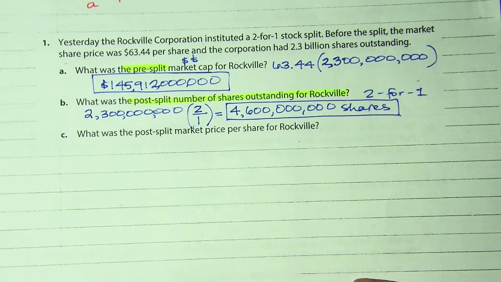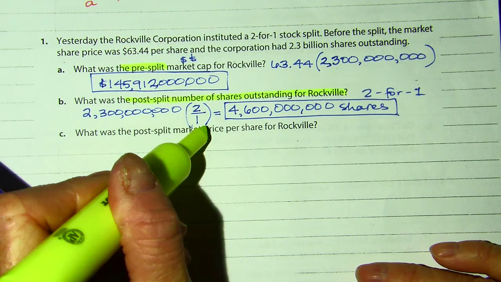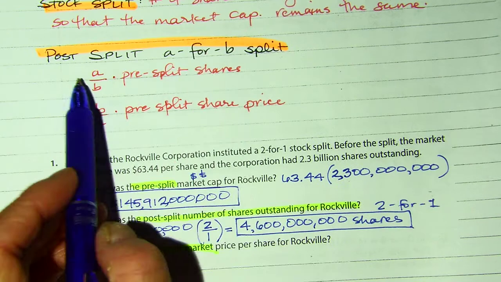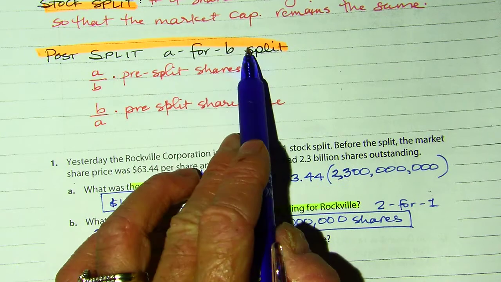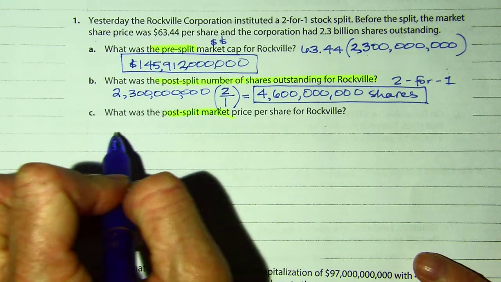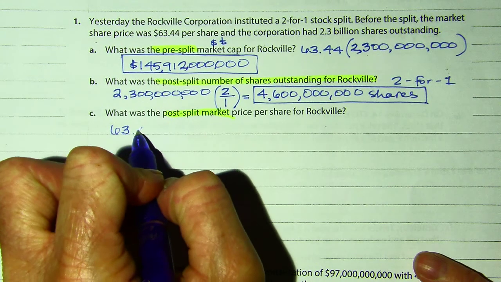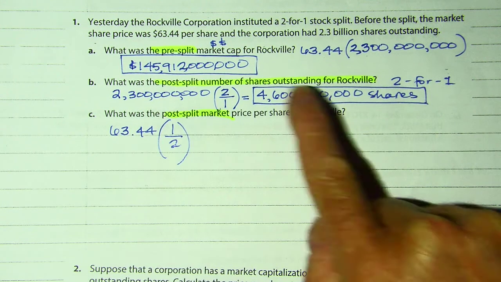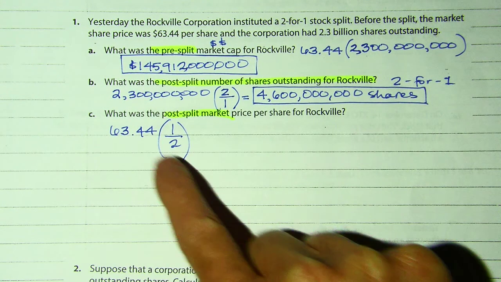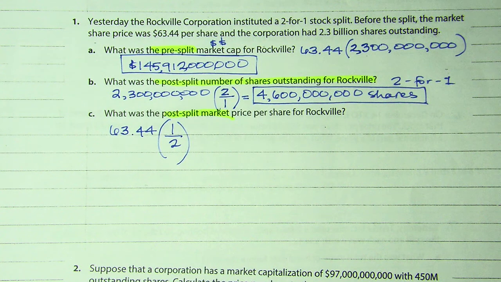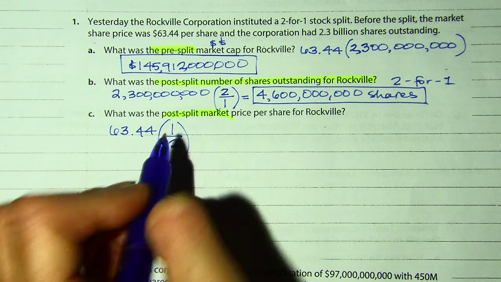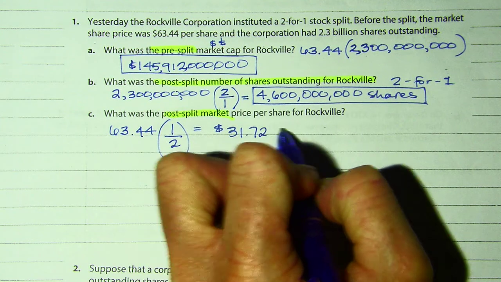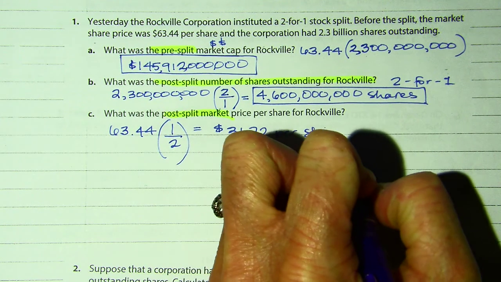What was the post-split market price? So please note, for the shares, we do first number over second number. But for the price, I reverse that. So I have 63.44. Instead of 2 over 1, I'm cutting it in half. So the shares doubled, the price cut in half. They should move in the opposite direction. And so I'm technically dividing this by 2. So now the price is $31.72 per share.